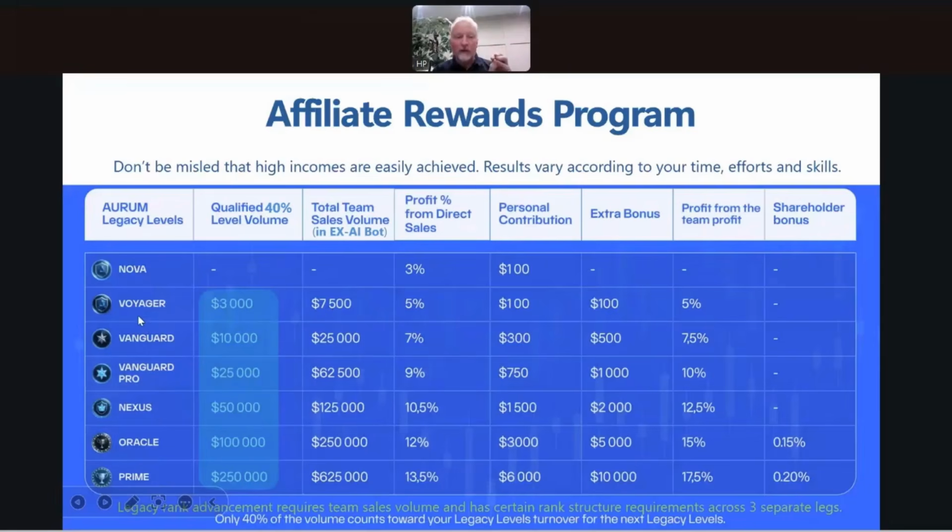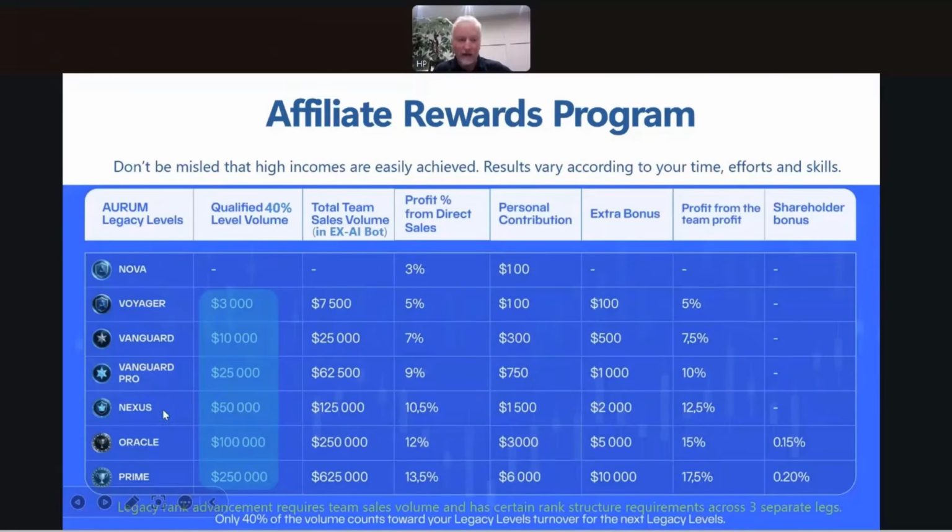Now, if you help 3 people go Vanguard, what's 3 times 25? It's 75. How much do you need for Vanguard Pro? 62.5. You're overqualified by helping 3 people go Vanguard. Now, these 3 people don't have to be personal introductions. They don't have to be. They could be anywhere in depth on 3 separate legs. So you might introduce somebody who introduces somebody who introduces somebody. There's your superstar. When they go Vanguard Pro, that's that leg qualified. So if you can help 3 people go Vanguard Pro, that's 187,000.